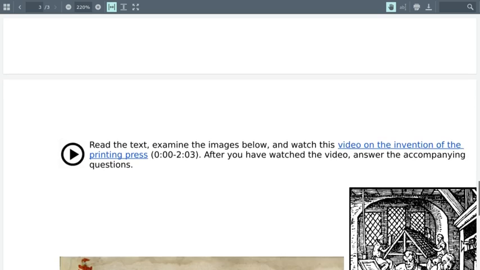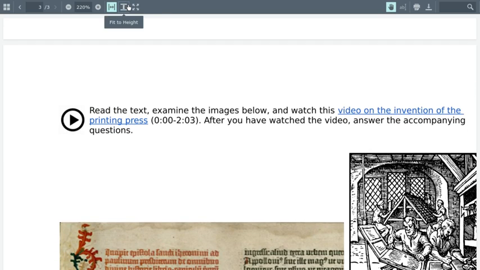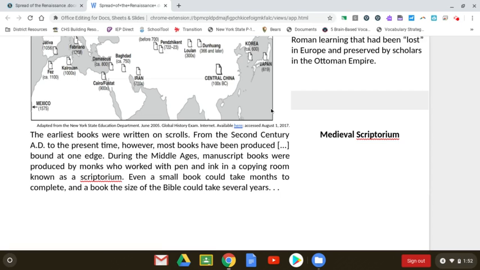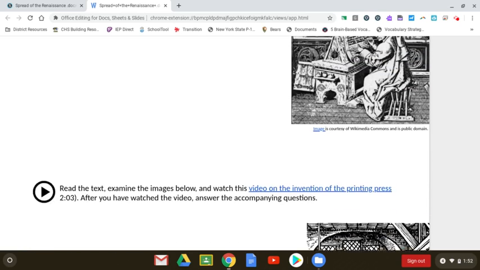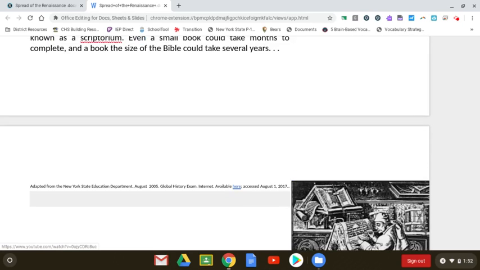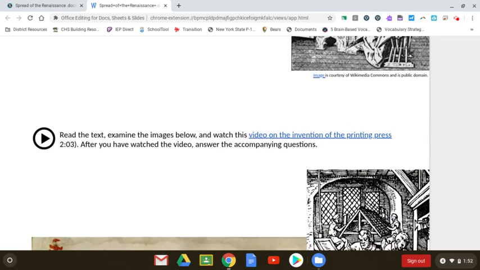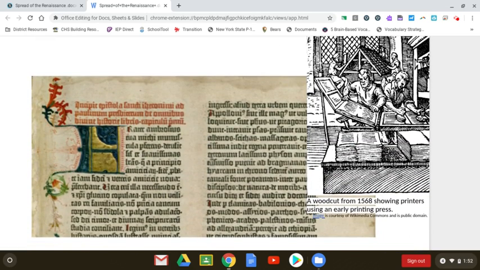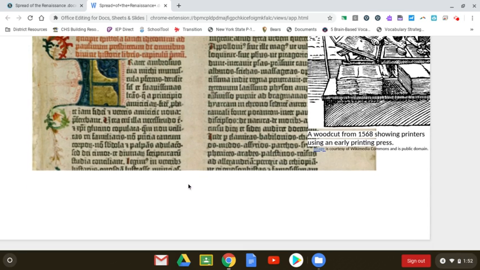So now let's go to reason 3. Let's go back over here. Reason 3: read the text and imagine an image, examine the images below, and watch this video on the invention of the printing press. It's about 2 minutes long. After you've watched the video, answer the accompanying questions, okay? Here are some images. Right here, it's a woodcut from 1568 showing printers using an early printing press. That's kind of what it would look like.